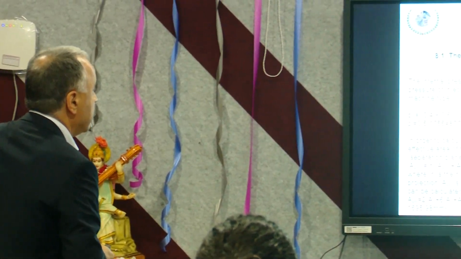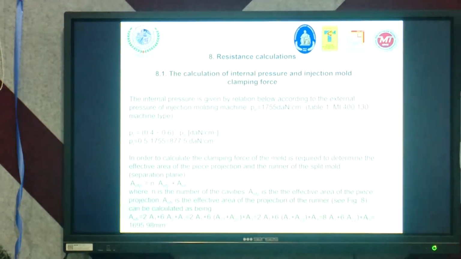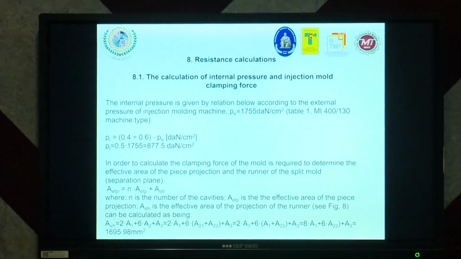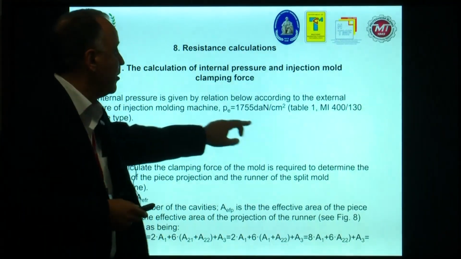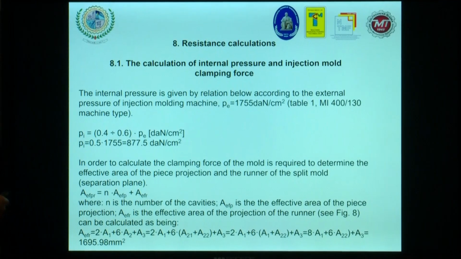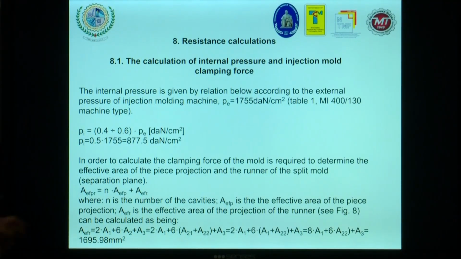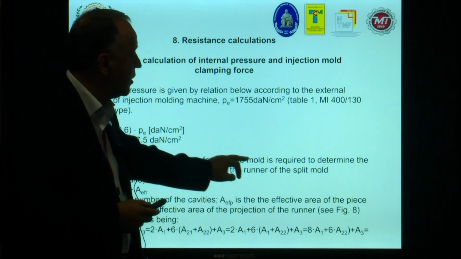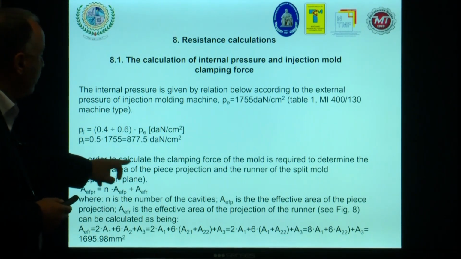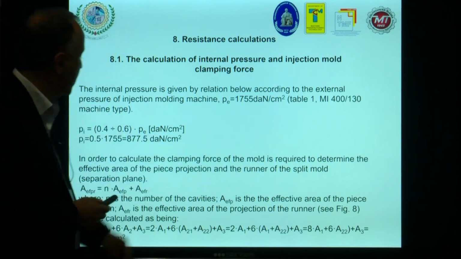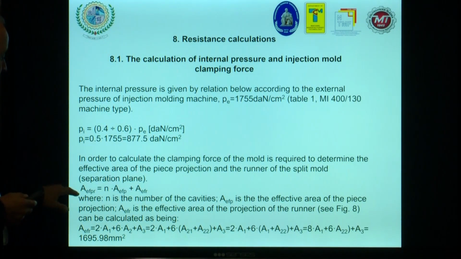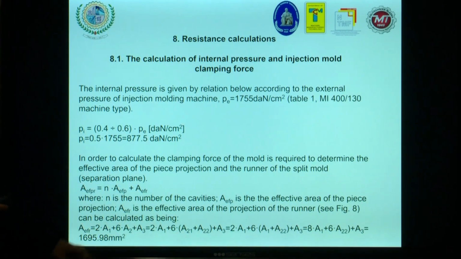You can see here the relation, how to make the calculus of the internal pressure. Take into account, of course, the injection pressure of the injection molding machine. You remember from the initial table. In order to calculate the clamping force of the mold, it is required to determine the effective area of the part projection and the runner on the separation plane. This is quite easy.